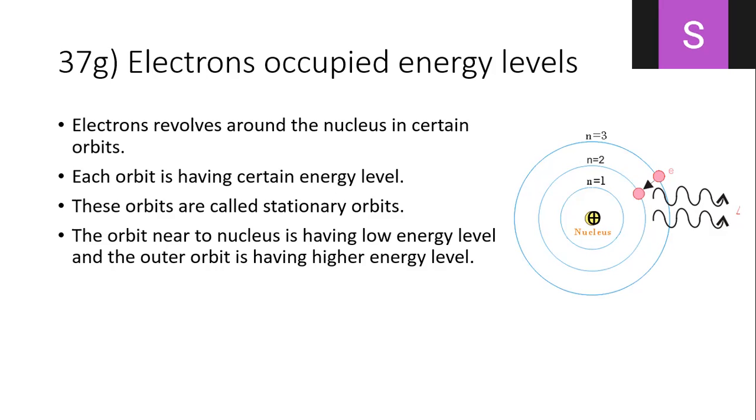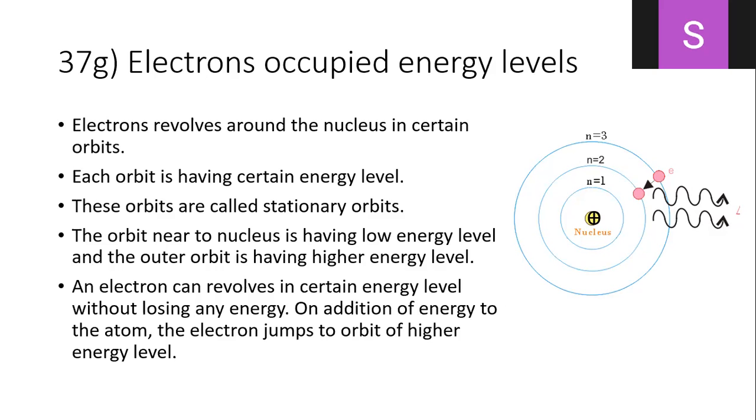The orbit nearest to the nucleus has the lowest energy level, and the outer orbit has the highest energy level. An electron can revolve in a certain energy level without losing energy. So if it's in a permitted orbit, it doesn't radiate energy, not like classical physics, where it would radiate energy as long as it is in orbit. So now we have readjusted with Bohr's postulate: as long as it's in the permitted orbit, it doesn't radiate energy.